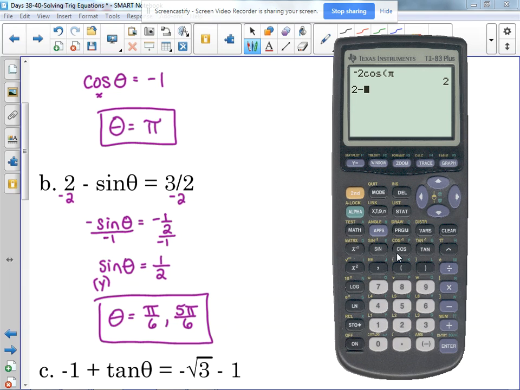Again, you can confirm it. 2 minus the sine of, let me do the 5 pi/6. I always do the first one. We'll check the second one. Equals 1.5. 3/2 is equal to 1.5.